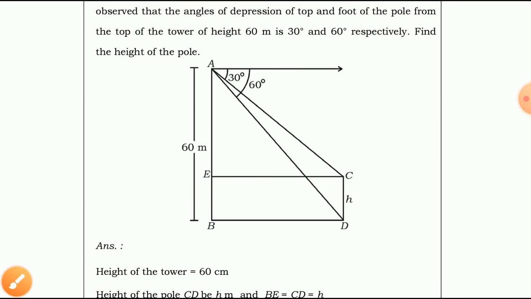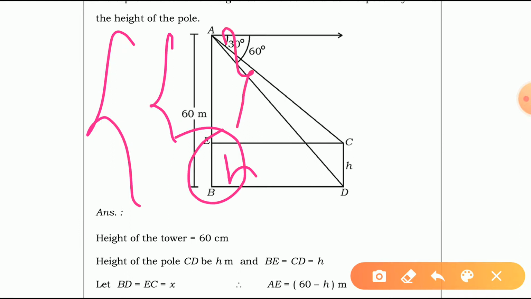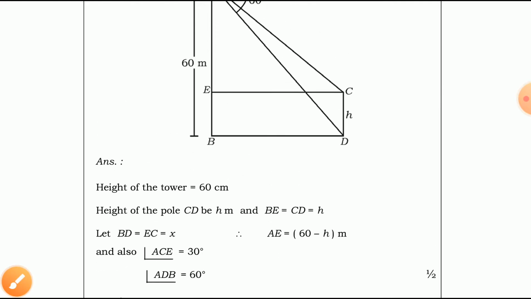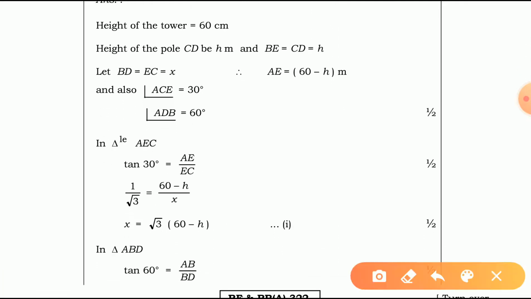AE is equal to AB minus EB, this is our H. Therefore AE is equal to 60 minus h meter. Also, as I already told, angle ACE is equal to 30 degree and angle ADB is equal to 60 degree.